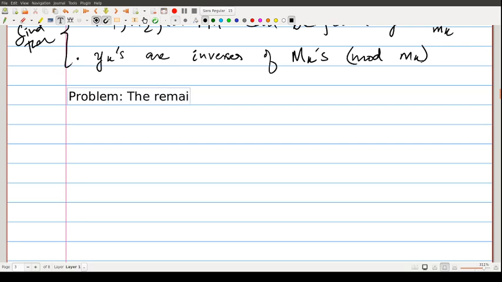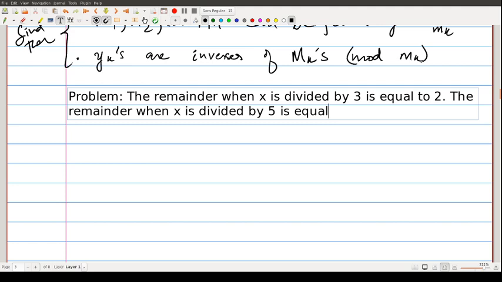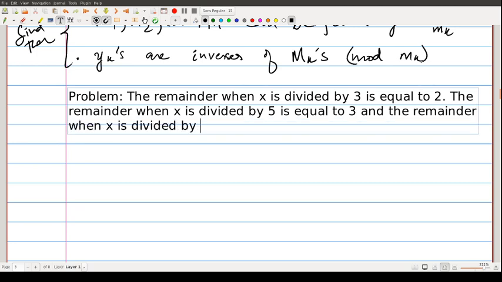The remainder when x is divided by 3 is equal to 2. The remainder when x is divided by 5 is equal to 3, and the remainder when x is divided by 7 is equal to 2. Find x, right?